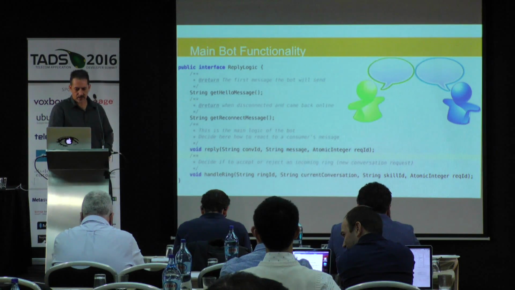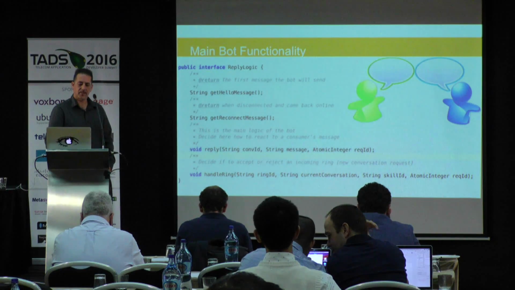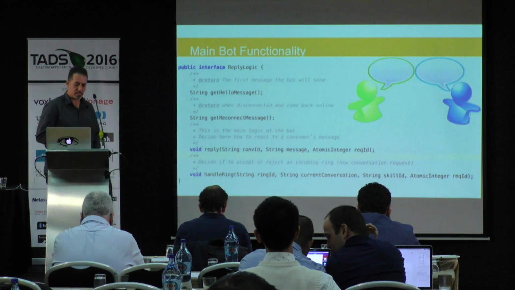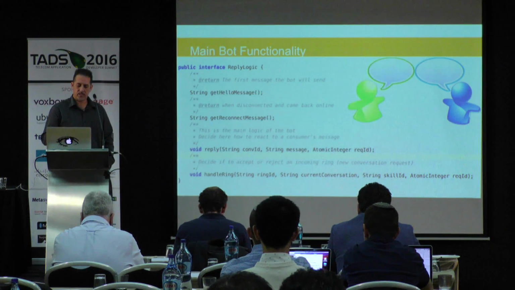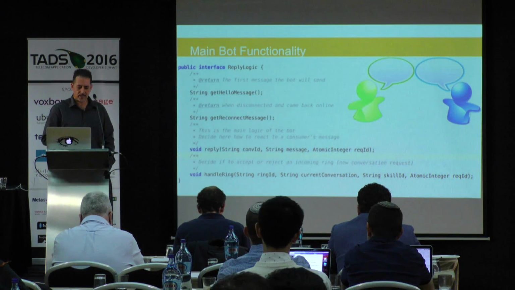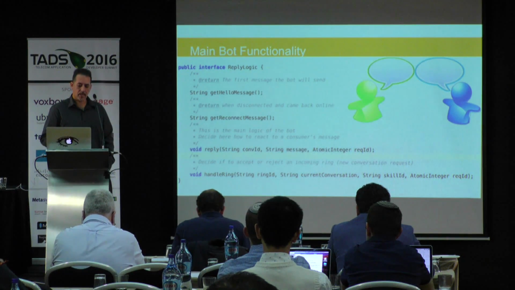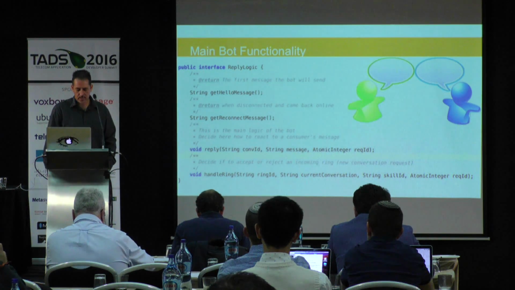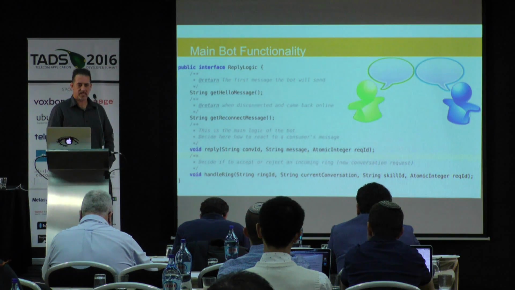So this is a small interface I made just to simplify the bot logic. We've got here a hello message that is just the first message when it connects. A reconnect will, if the agent bot service goes offline and comes back again, notify the consumer that it's back in the conversation. The reply is actually the main logic, and you just need to decide how to reply to a specific message. And handle ring, you can decide if you want to accept or reject. Maybe you would like to accept a specific skill and reject another one.